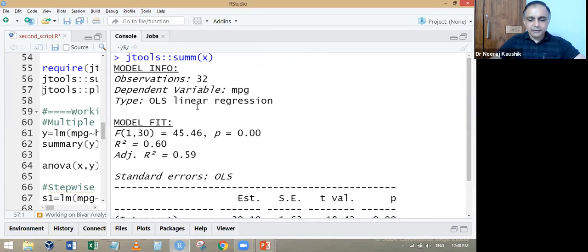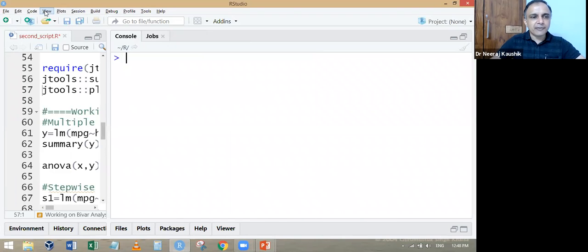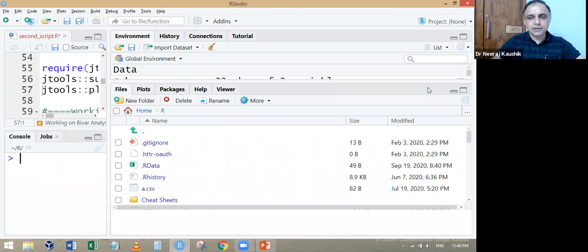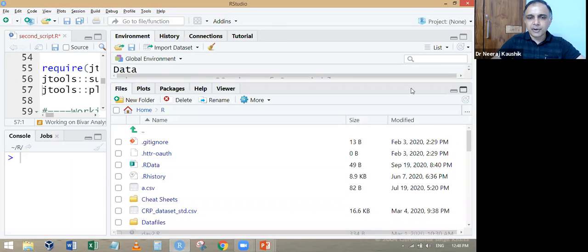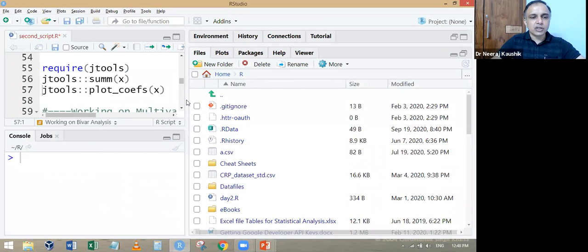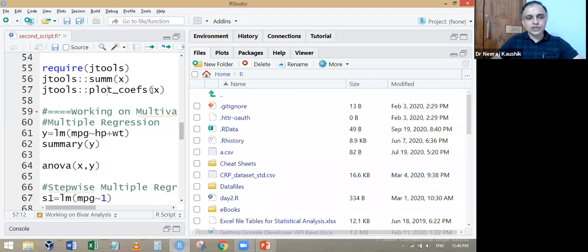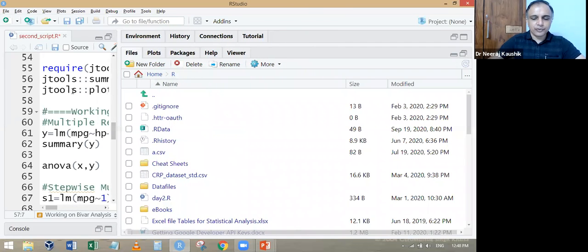Okay. If you wish to, you can have the graphical version also for this. So let me show you the graphical part. For JTools, there is a command plot underscore COEF. Plot the coefficients. So let me plot the coefficient. What will happen?